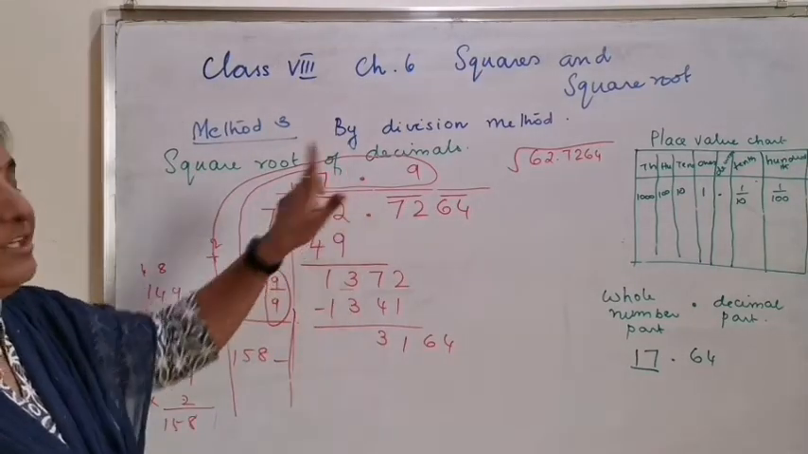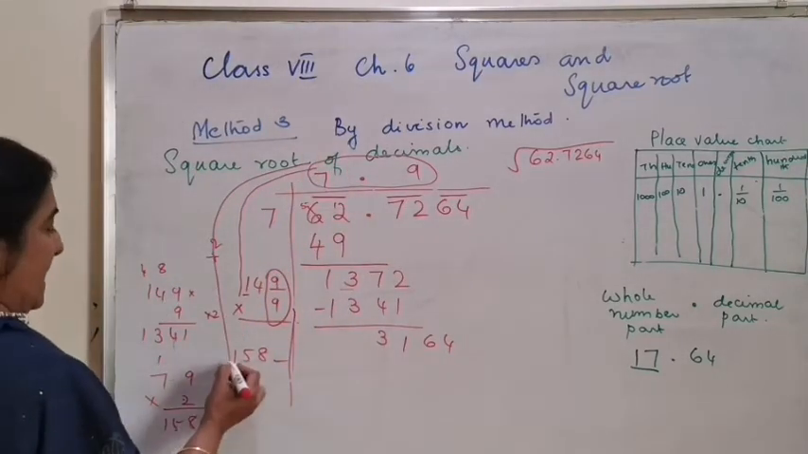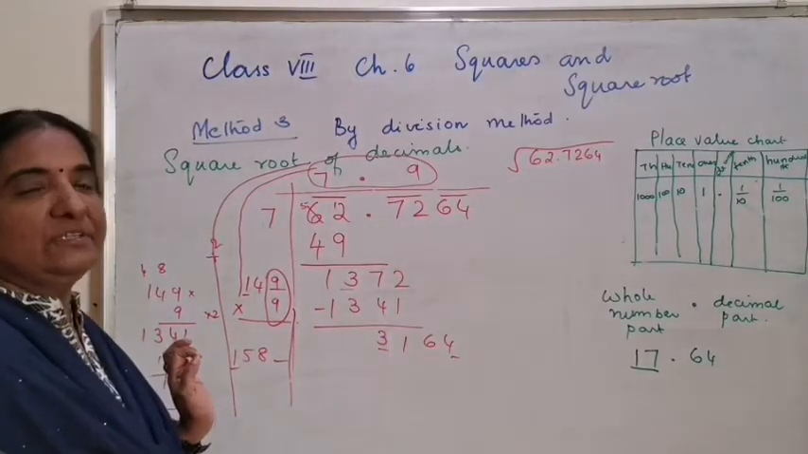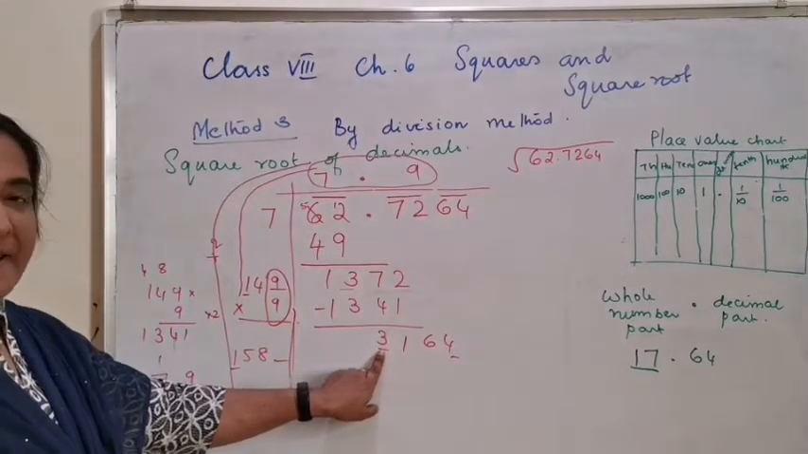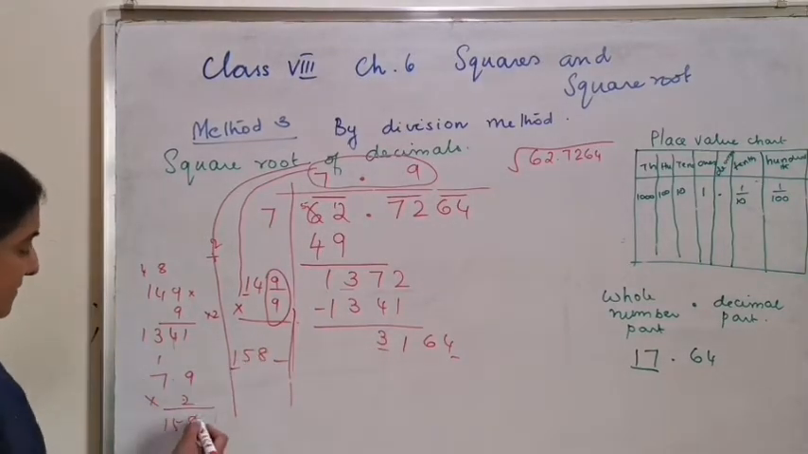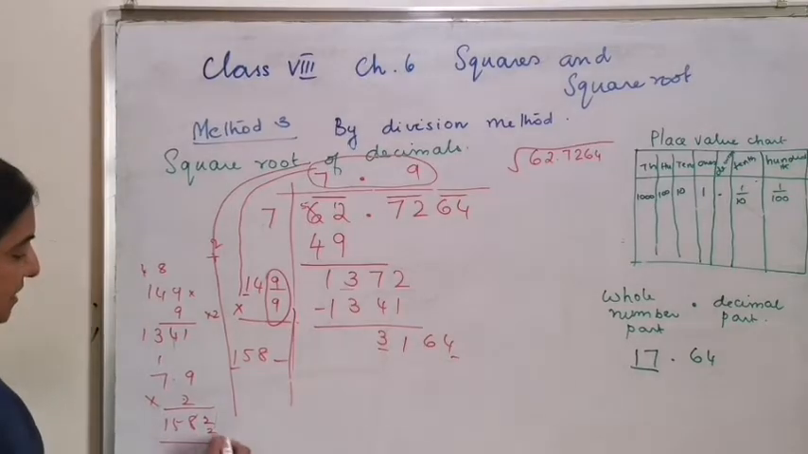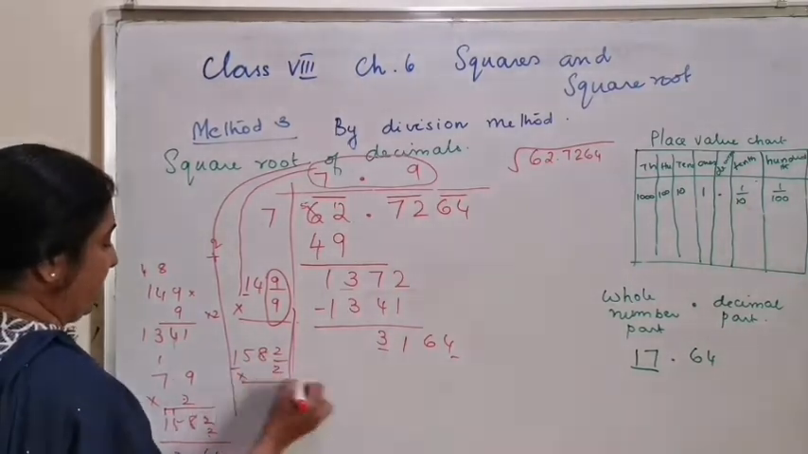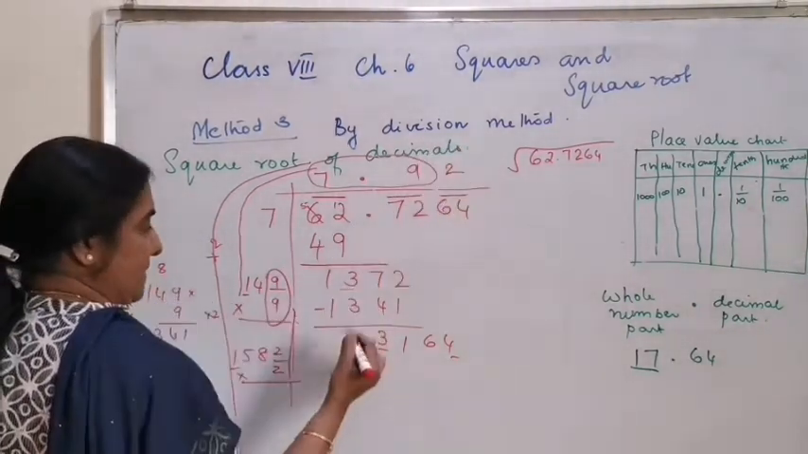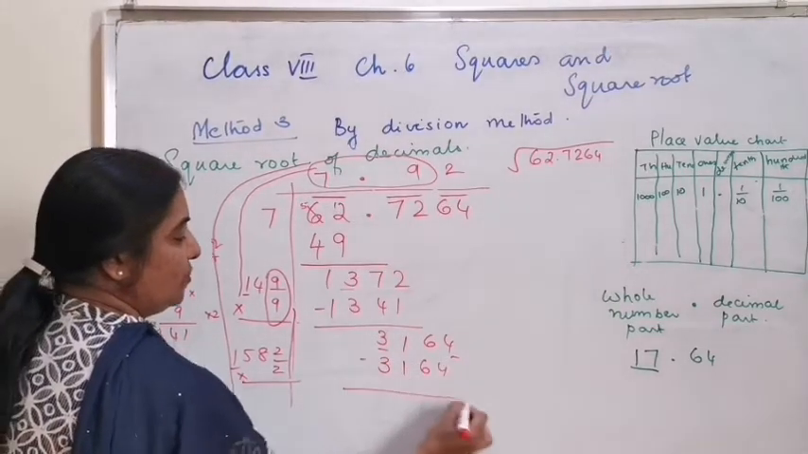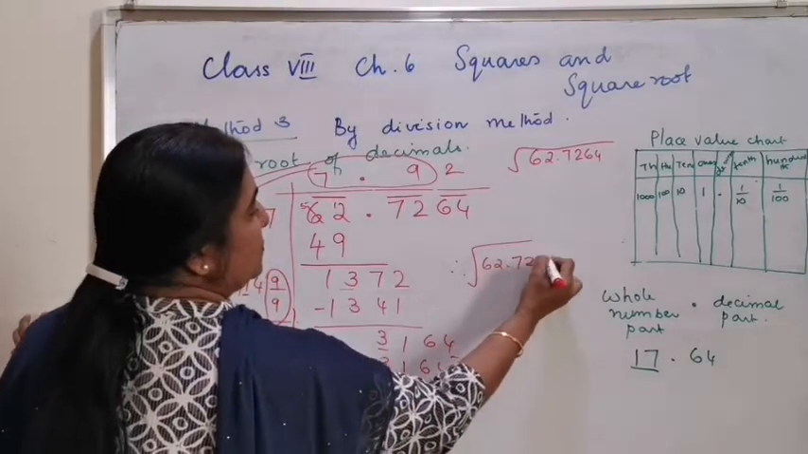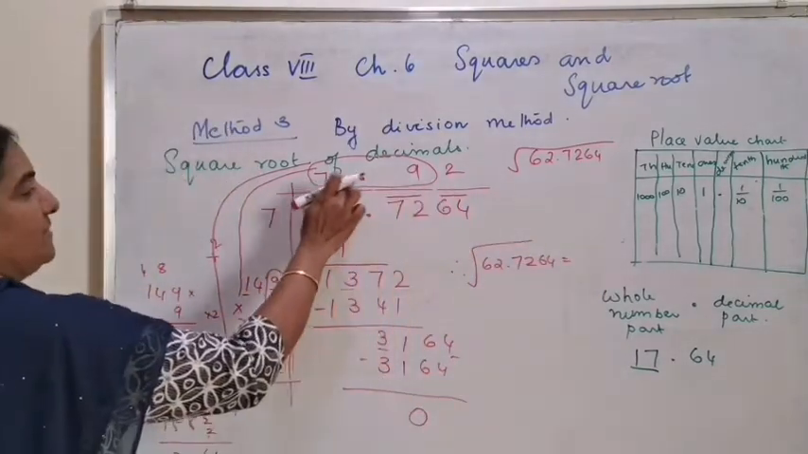The decimal place no need to be considered. 158, and the chance of getting 4 in the units place with 2 into 2, and in the thousands place as 3. So 1582 into 2, 2 twos are 4. 16, 11, 3164. Therefore, the square root of 62.7264 is the same as 7.92.